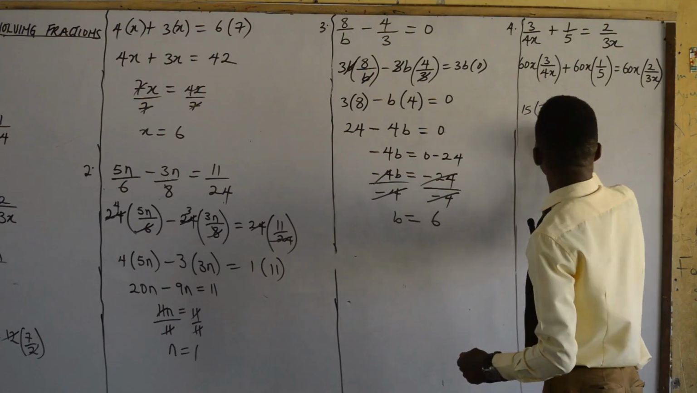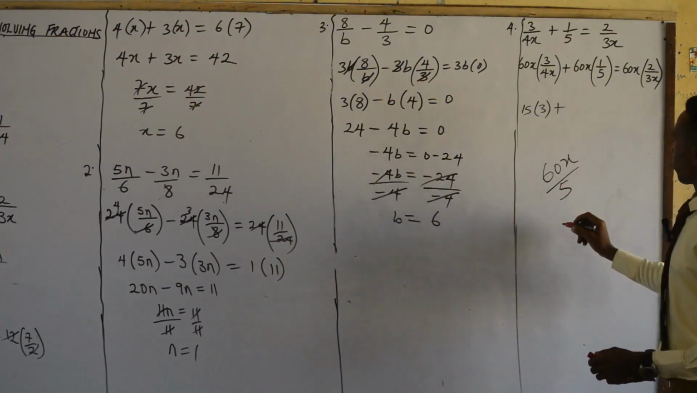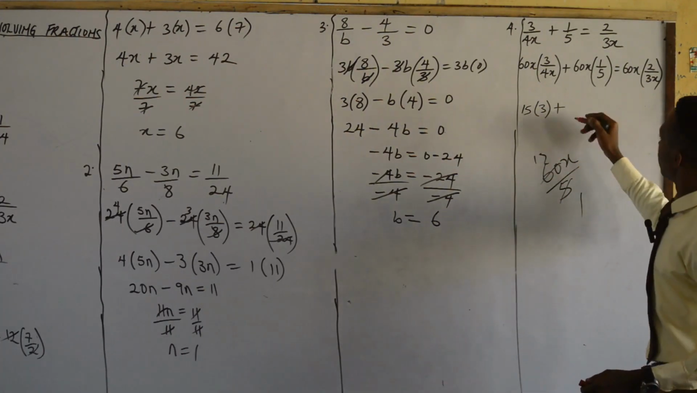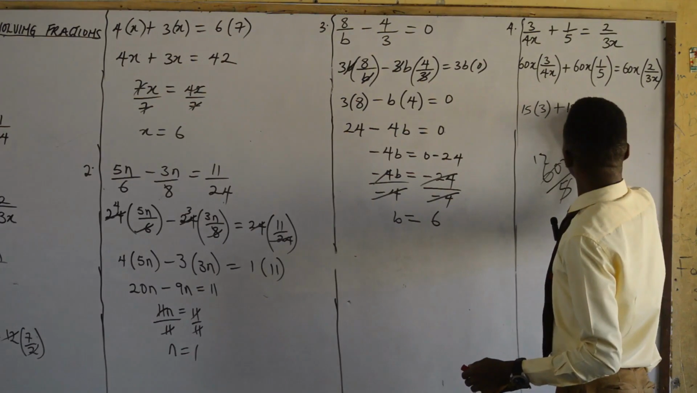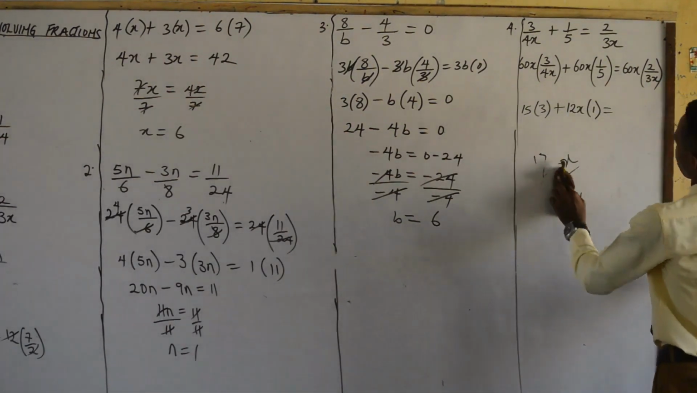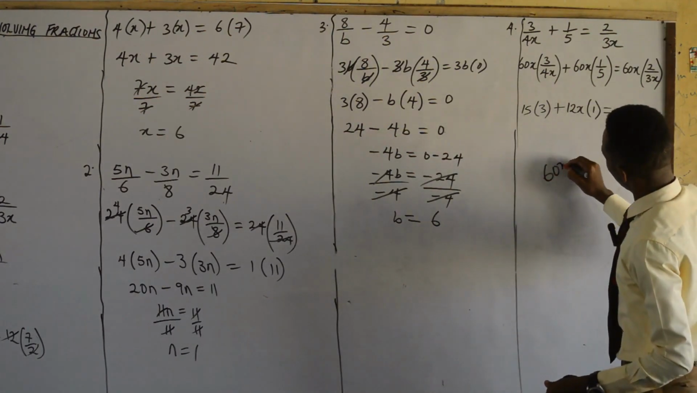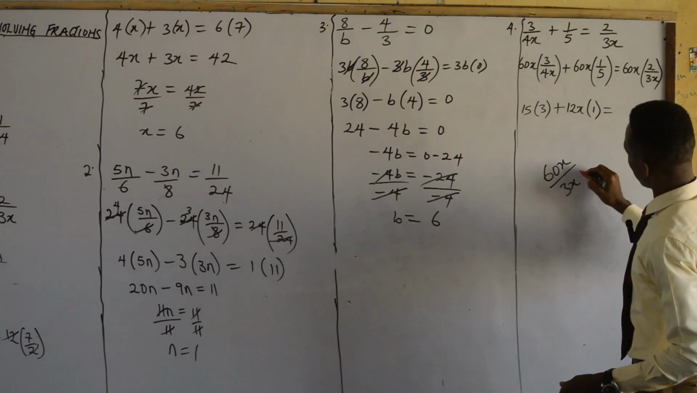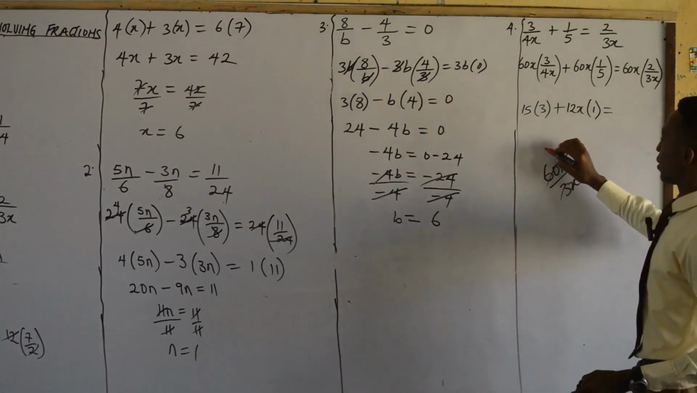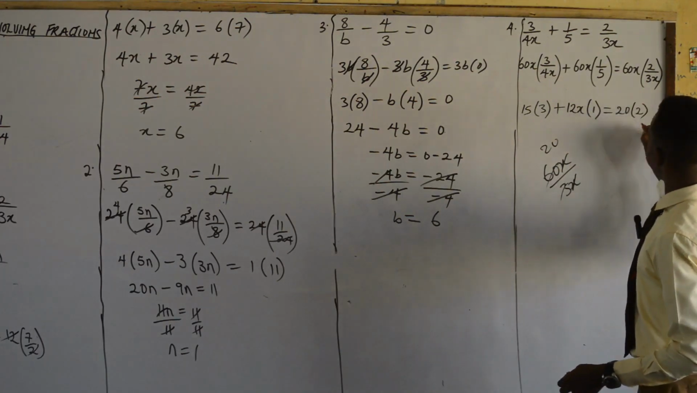3 plus, now the next one, 60x divided by 5. 5 here 1, 5 here 12. That means you are having 12x. So we have 12x into bracket 1. Everything equals, so what we have now is 60x divided by 3x. When you cancel out this x, you are left with 60 divided by 3, and 60 divided by 3 gives you 20. So we have 20 into bracket 2.